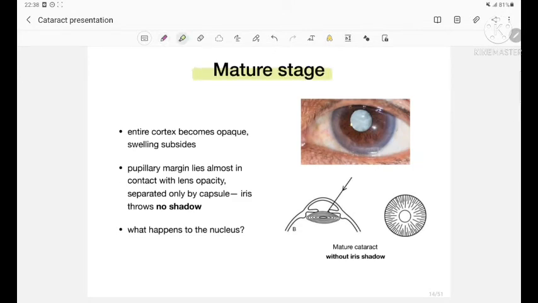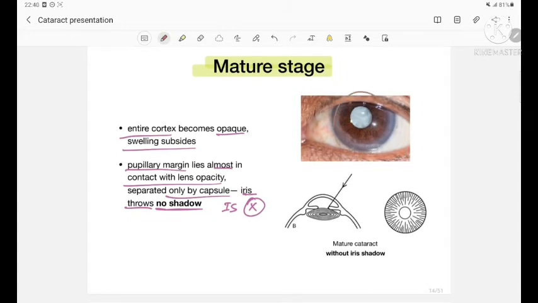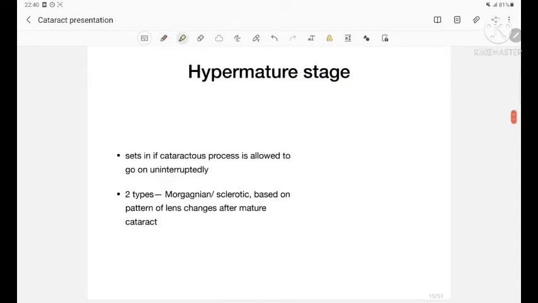Next is the mature stage, that is the mature cataract. Here the entire cortex becomes opaque and the swelling subsides. The pupillary margin lies almost in contact with the lens opacity and is separated only by the capsule. So, the iris throws no shadow. The iris shadow is absent. The iris shadow is present only in case of immature cataract. Here, as seen from the picture, the lens appears pearly white in color.